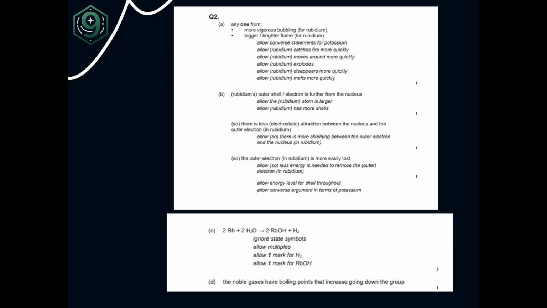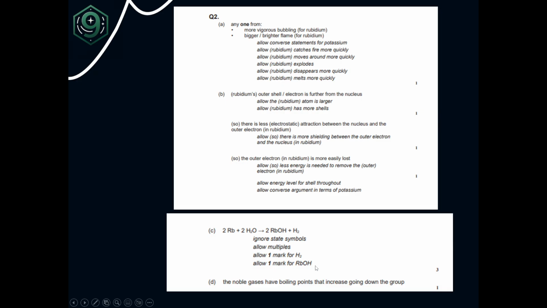Okay, cool. So for the first question, the reason that it's more reactive is because it has a more vigorous bubbling and it has a bigger, brighter flame for rubidium. For the second question, why is it more reactive? So rubidium's outer shell is further from the nucleus, so there is less electrostatic attraction between the nucleus and the outer electron. So the outer electron is more easily lost.